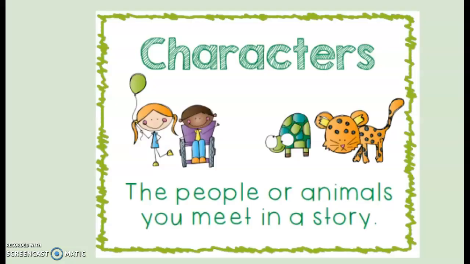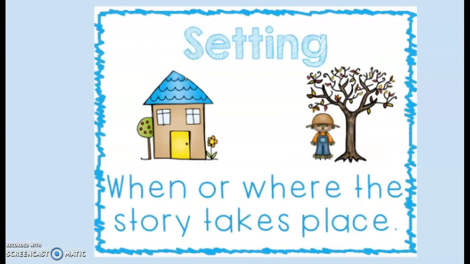Let's take the first story element: characters. Characters are the people or animals you meet in a story. In a familiar story, The Little Red Hen, the main character would be the little red hen. Other characters in the story that we might want to mention would include a cat, a dog, and a duck. Characters help us keep in mind who is involved in the story, so we remember all the characters as the action takes place.